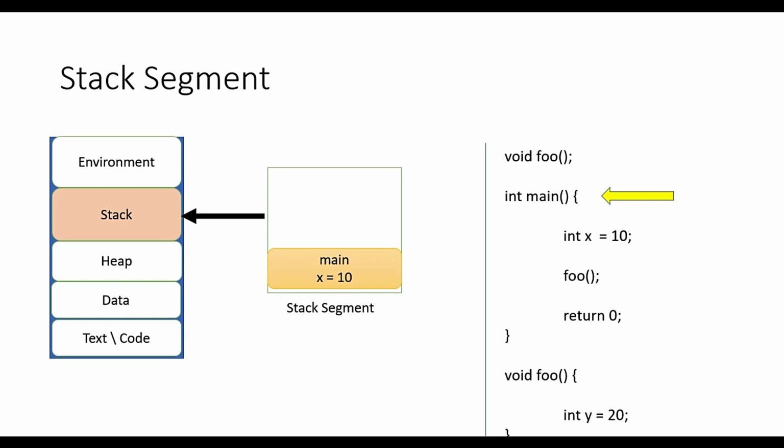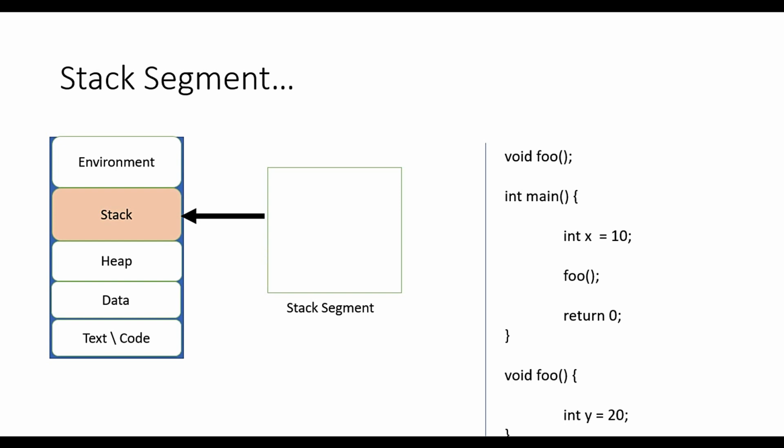As we move ahead in the program, the next statement to be executed is a foo function call, and when the foo function is called, a stack frame for foo is created and the local variables of the foo function are added in the stack frame. The control is transferred to foo, the foo function executes, and when the foo function returns, the frame is popped out of the stack. And as the main function also returns, the frame of main is also popped out of the stack.